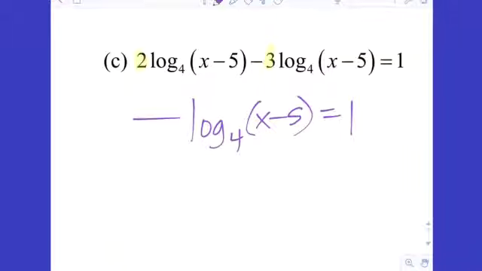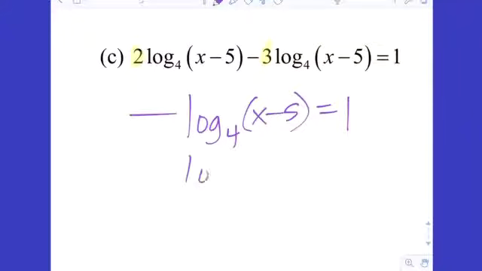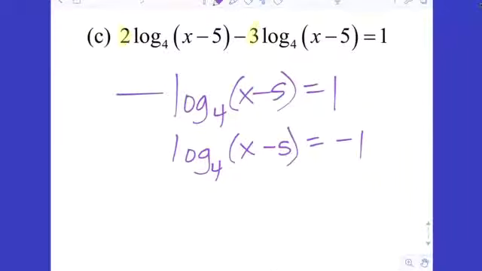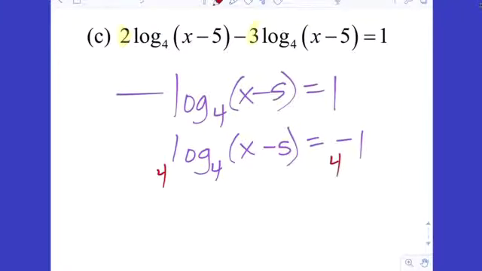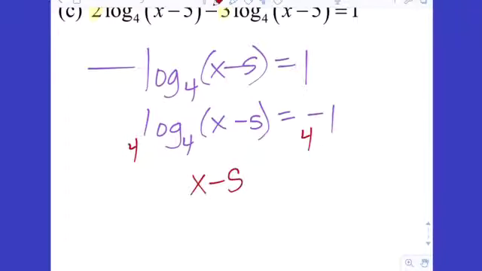Now, we haven't isolated the log yet, so instead of bringing the negative up, let's just multiply both sides by negative 1, and that turns it into a negative 1 on the right-hand side. Now you got your log isolated. Now you exponentiate both sides, base 4, and you end up with x minus 5 equals, what's another name for 4 to the negative first?